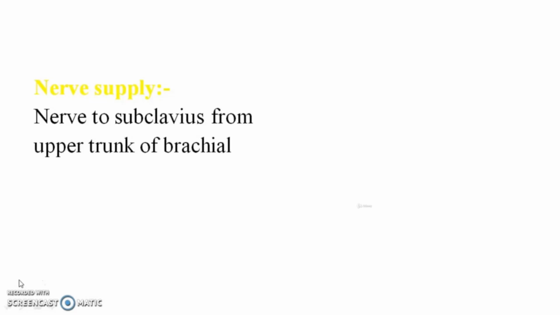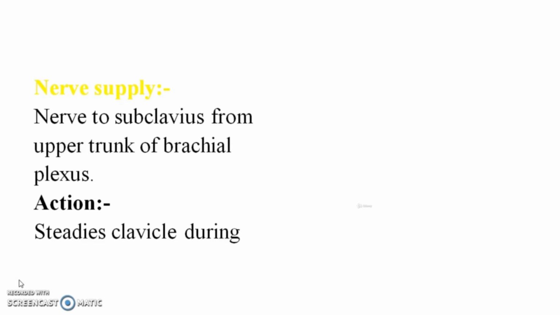Nerve supply of the subclavius muscle is from the nerve to subclavius, which is a direct branch coming from the upper trunk of the brachial plexus. And the action of this muscle is that it steadies the clavicle during shoulder movements. It is a small muscle, so it gives one important action, that is it steadies the clavicle during shoulder movements.